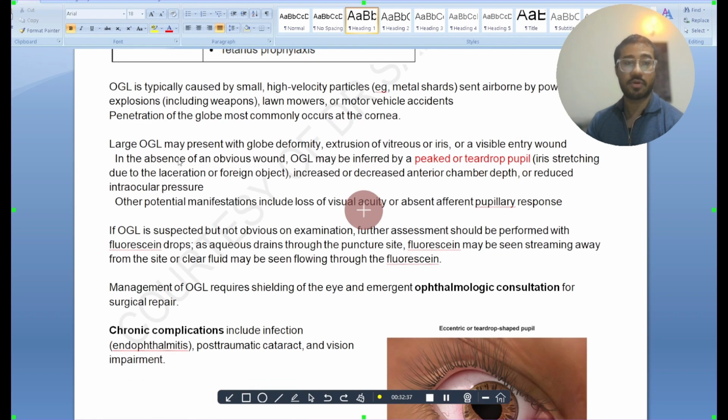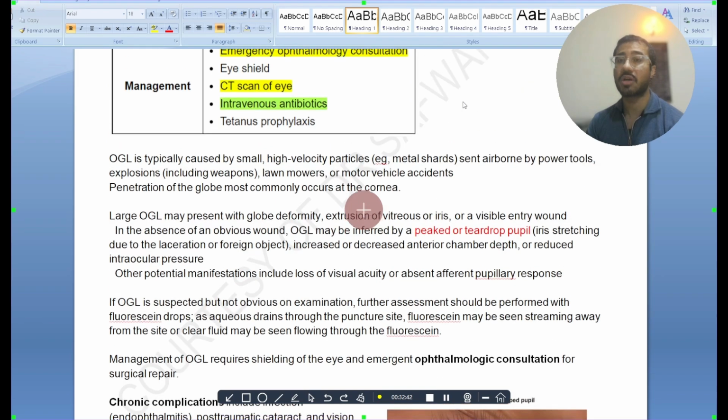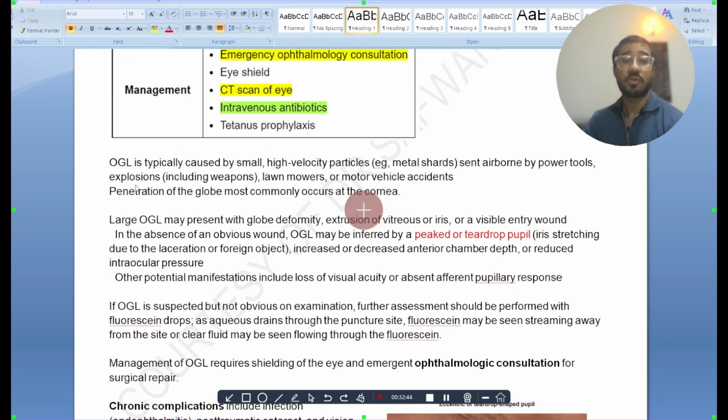Now let's give a rapid read. OGL is typically caused by small high velocity particles, metal shards sent airborne by powerful tools, explosions, lawnmowers, motor vehicle accidents. Penetration of the globe most commonly occurs at the cornea. Large open globe injury may present with globe deformity. The large ones are really obvious.